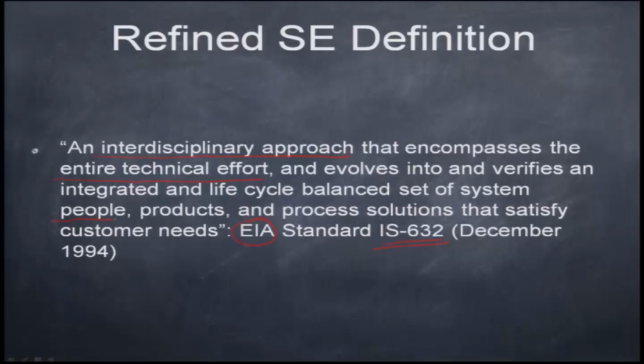So, here the concepts, the major aspects of the system, the people, the products and the process solutions that satisfy the customer needs. So, these three aspects of the system, the people, the products and the processes, were spelled out in this definition, and the customer needs, again you can see that it stays. One of the questions that people actually ask here is, what happened to the public acceptability? Did it get dropped? Well, public acceptability is still there. The aspect is here, the life cycle balanced set of system.